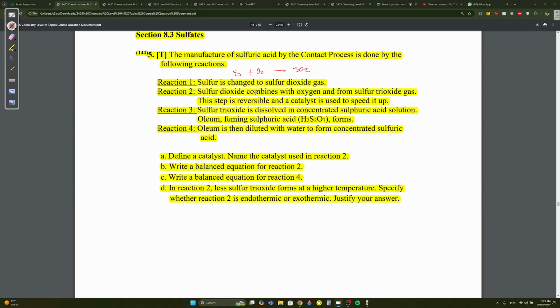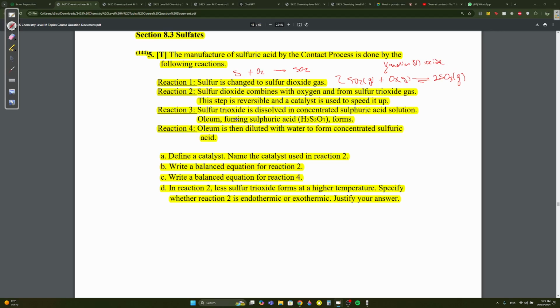So sulfur is changed to sulfur dioxide gas. Sulfur dioxide combines with oxygen and forms sulfur trioxide gas. We did it just before the question here. 2SO2 plus O2 gas gives 2SO3 gas. This step is reversible, and the catalyst speeds it up. Here we add vanadium 5 oxide.